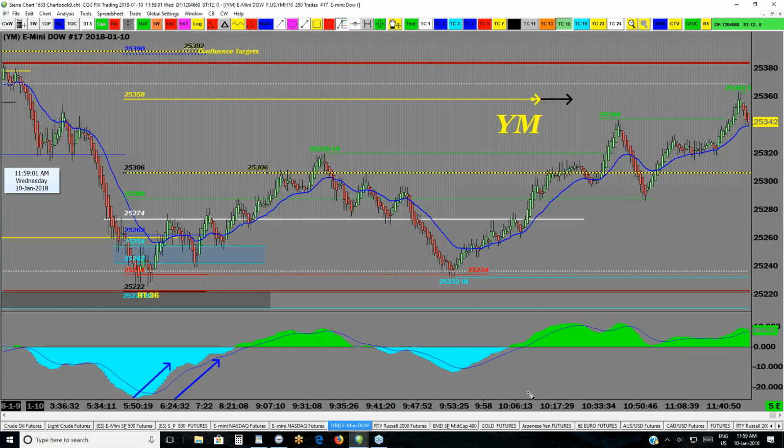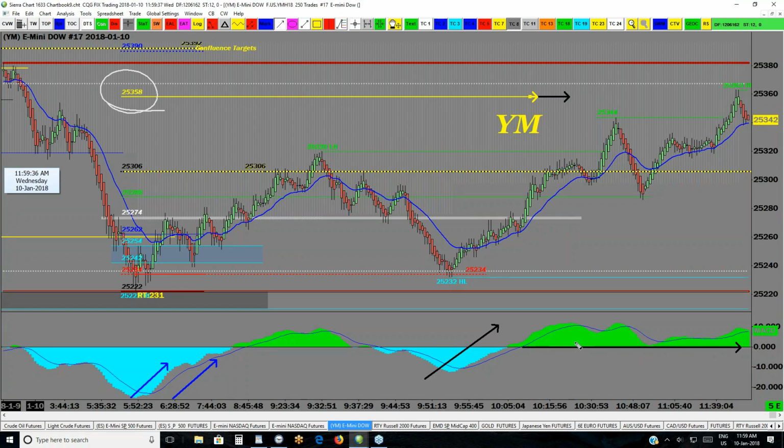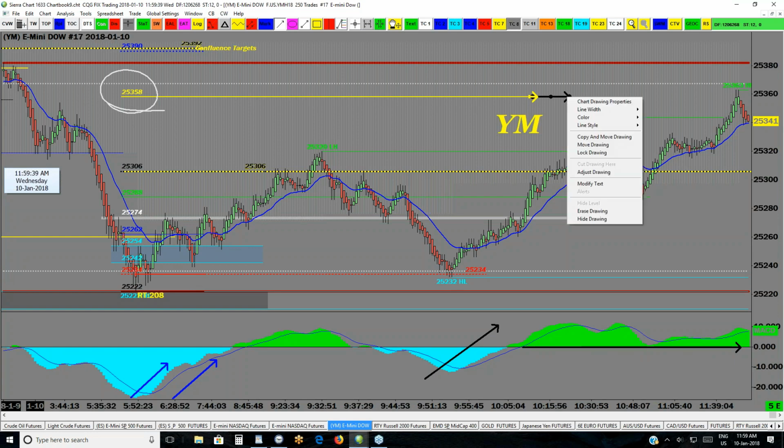All right, here it is almost 12 o'clock. So target on YM was 25,358. You can see confluence targets beyond that if we get beyond it. And you can see off of your pullback here, the MACD confirms what we wanted to see in the first place, MACD moves above 0. All right, so from there, we get our target.